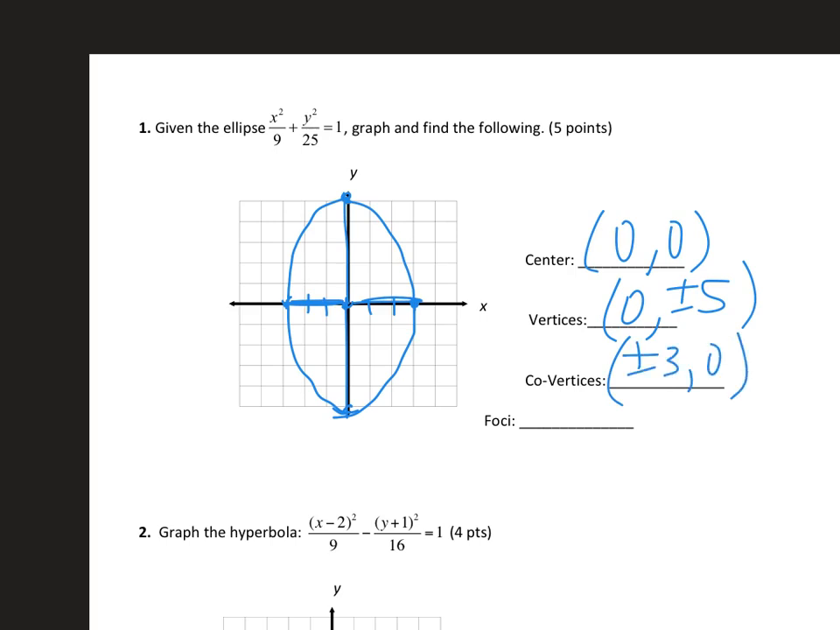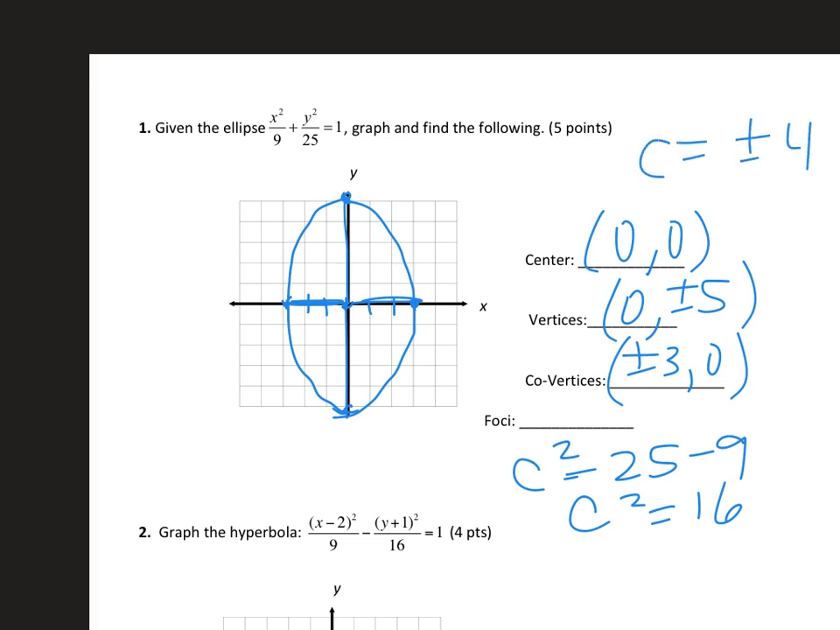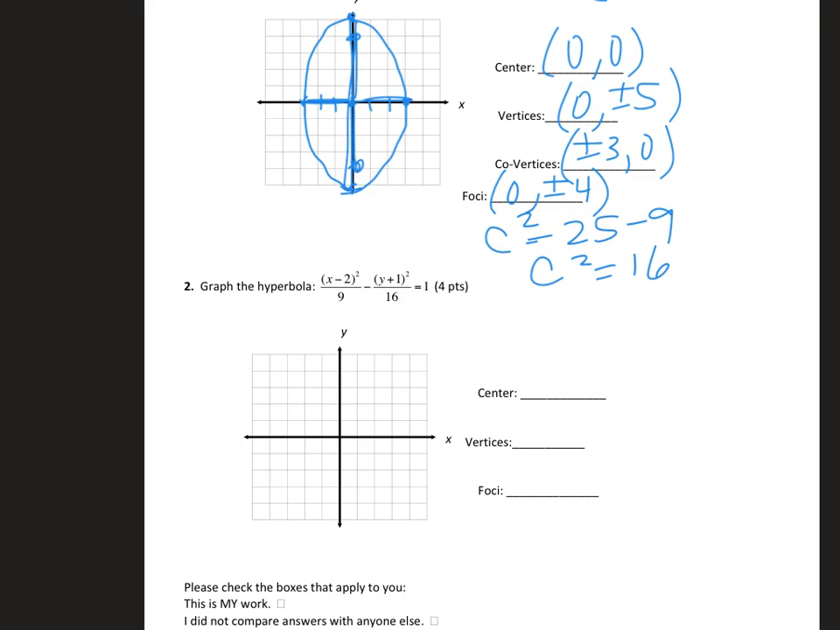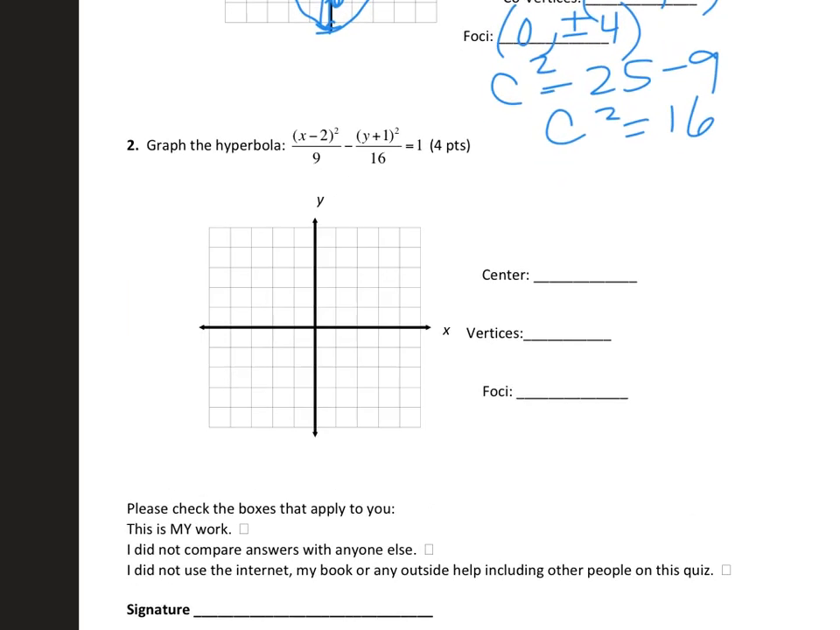And then the foci are at c squared equals big number minus small number. C squared equals 16, so c would equal plus or minus 4. And the plus or minus 4 would go up and down because the foci are always on the major axis, the longer axis. So that would be at 0 plus or minus 4. All right, so that one was 5 points. This one was only worth 4.